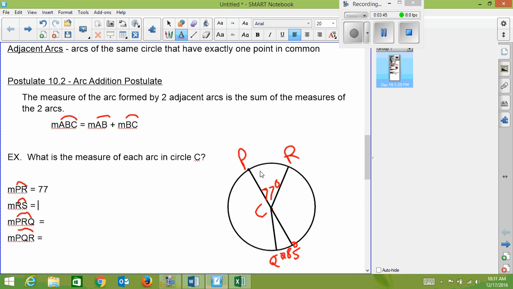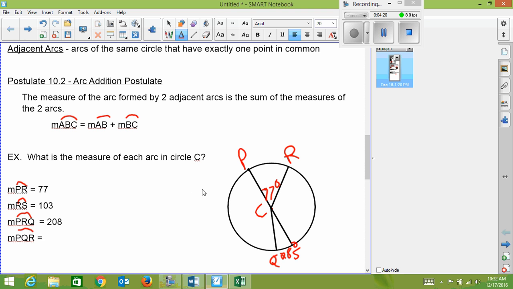Measure of R to S. So from here all the way around to here. Well, you can see that from P to S is a semicircle. So you could just take 180 minus this piece, and that would clearly show you that that has to be 103 degrees then. PRQ. So P through R all the way around to Q. Well, I know that P to S is 180, and then I have another 28, so I can just add that on, and it would be 208 degrees.